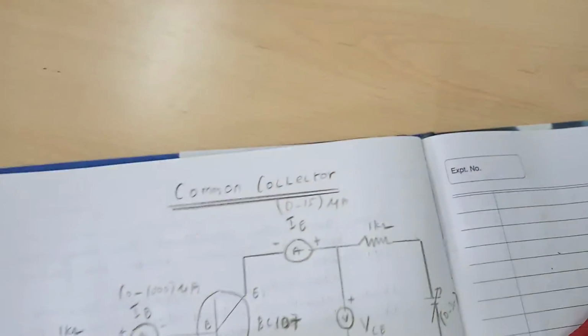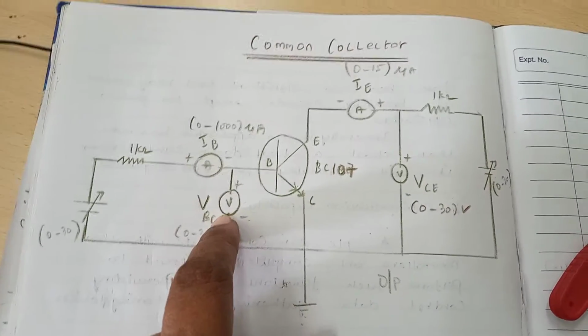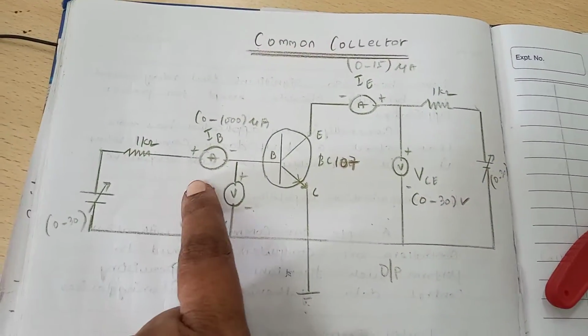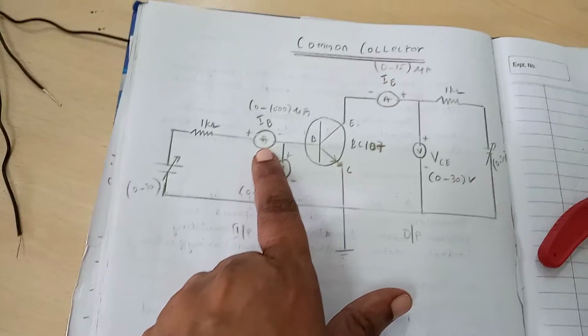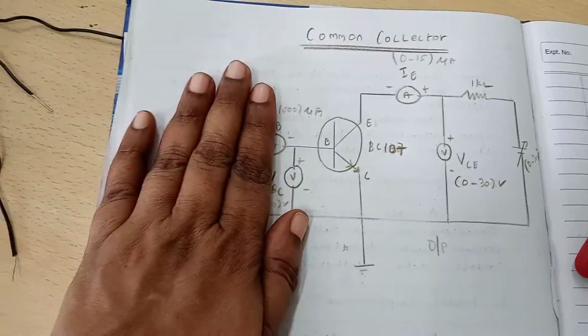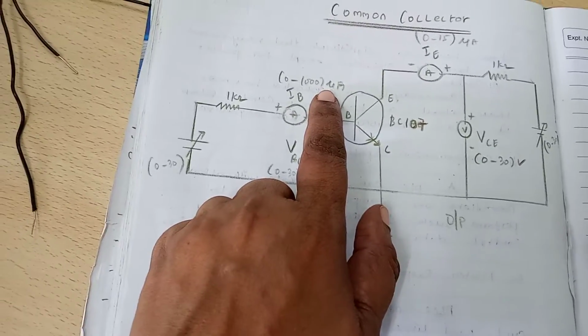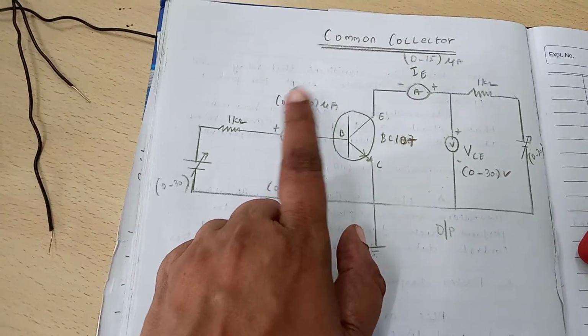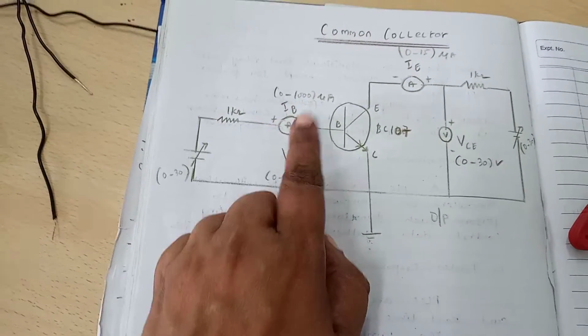you have to connect 2 meters, that is an ammeter and a voltmeter. Always the voltmeter should be in parallel and the ammeter should be in series with the circuit. And here for the ammeter on the input side, we have to use a microampere ammeter, but we don't have a microammeter, that's why we are using a milliammeter.